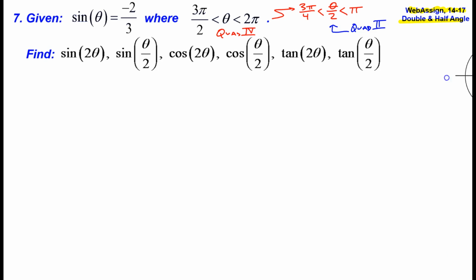Okay, so let's start by analyzing the geometry of theta and seeing if we can figure out all the different components, horizontal, vertical, and radius, that go into this angle theta. So we know theta is in quadrant 4, so I'm going to go ahead and sketch an angle in quadrant 4. Here's my initial side and my terminal side. It's in the 4th quadrant there. And we'll make sure we label this as theta.